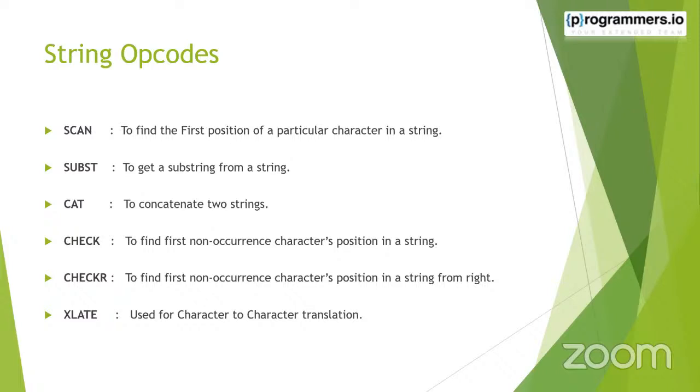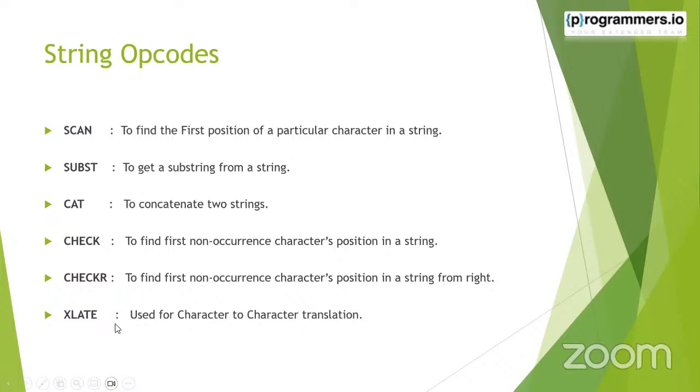Now come to check and checkr. What will check do? Check will find the position of the first non-occurrence of a character in a string. If I am checking for H in my first name Himanshu, in the first position it will get H, but in the second position it will not get the H value. So the check opcode will show the position. And checkr will do the same thing from the right side of a string. We will see it in the green screen.